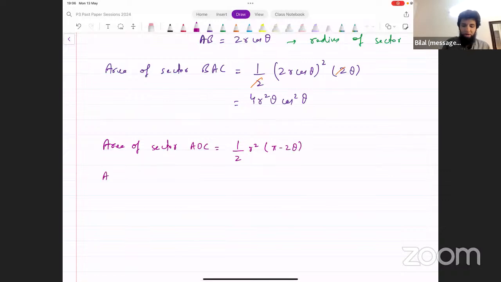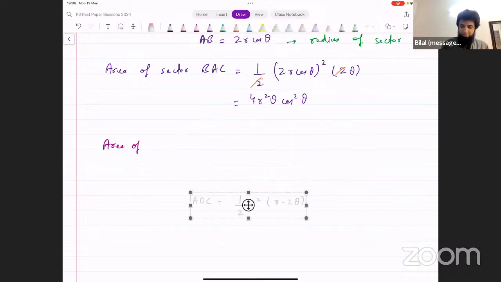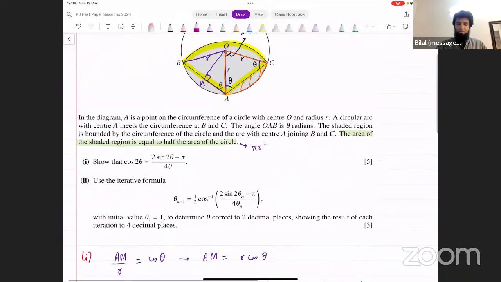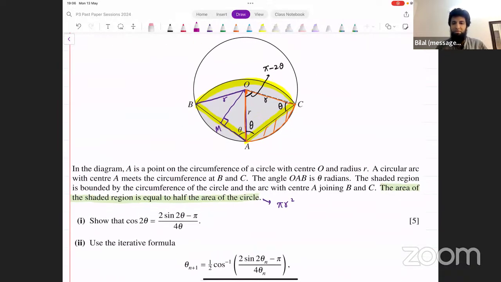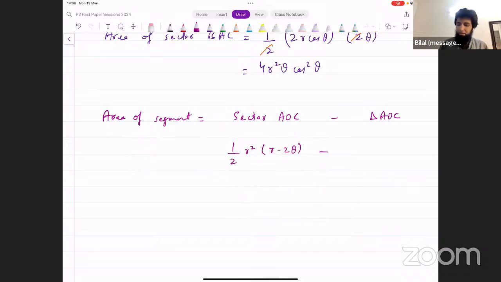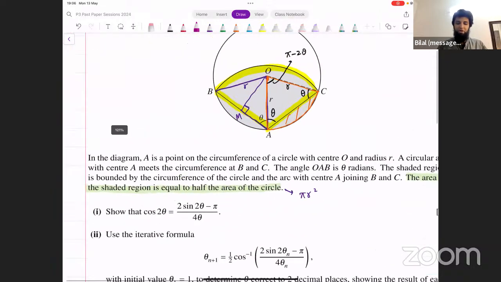Okay. Now, area of triangle, you can do this all in one single step as well. I'm just using a bit more steps, and let's make it shorter. I can say area of that segment that I shaded there is equal to area of the sector AOC minus the area of the triangle AOC, right? Area of the sector AOC minus the area of the triangle AOC. What does that give you? That gives you half R squared into pi minus 2 theta minus triangle AOC.